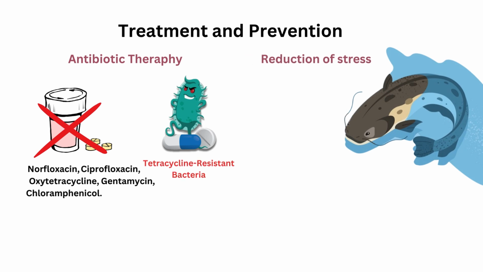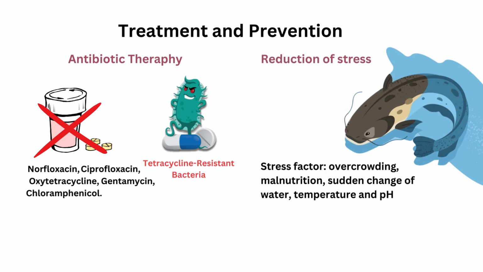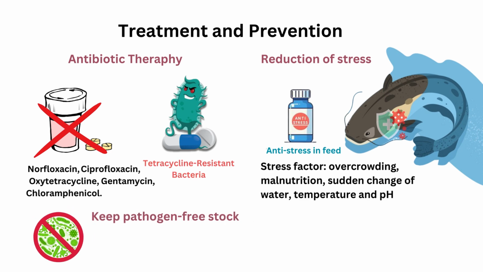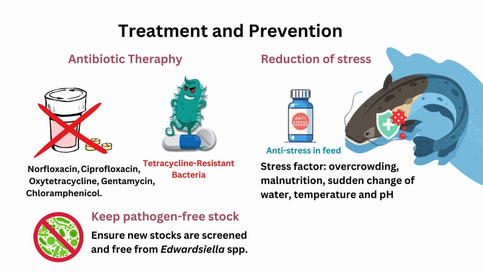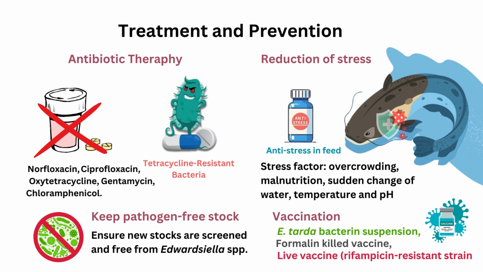The disease can also be prevented by avoiding stress factors such as overcrowding, malnutrition, and sudden change of water temperature and pH. Anti-stress agents such as probiotics and ascorbic acid can also be incorporated in feed as a preventive measure. Another method is by ensuring your stocks are free from the pathogen. This can be achieved by screening new stocks for Edwardsiella. Lastly, this disease can be prevented through vaccination. Available vaccines include bacterin, killed vaccine, and live vaccine.